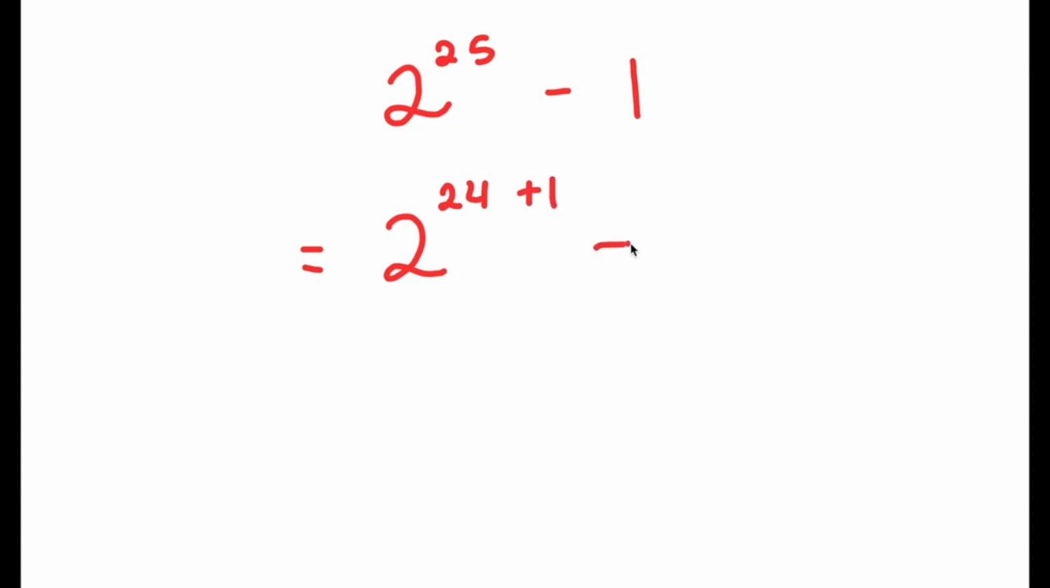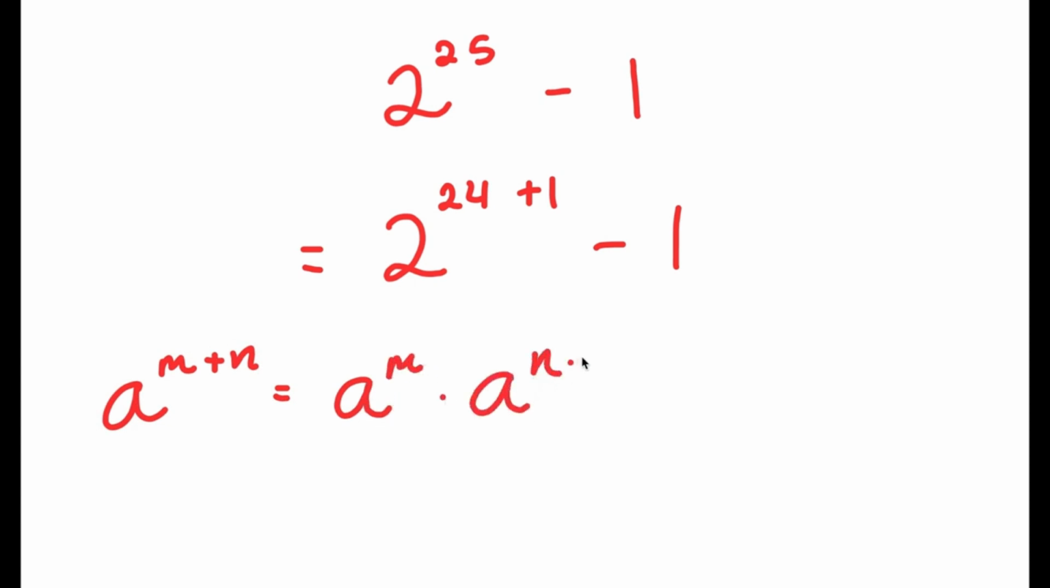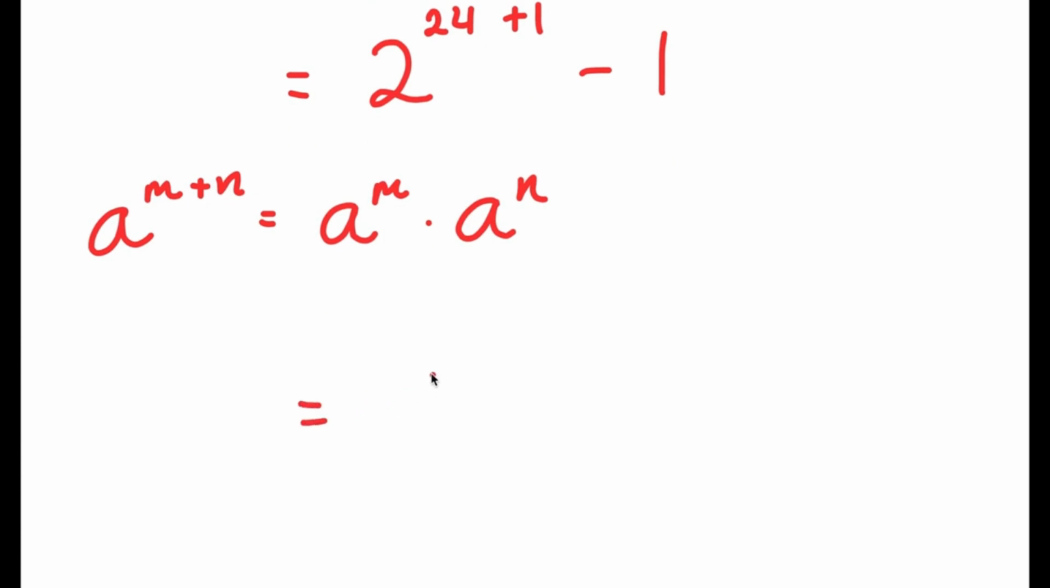Alright, so in this video, I'm going to solve the problem 2 to the power of 25 minus 1. So, to first start, I'm going to rewrite 2 to the power of 25 as 2 to the power of 24 plus 1. And then we have our minus 1 at the end. And the reason I'm doing this, and rewriting 25 as 24 plus 1, is so now I can use the property a to the power of m plus n is equal to a to the power of m times a to the power of n. So 2 to the power of 24 plus 1 is going to equal 2 to the power of 24 times 2 to the power of 1 minus 1.